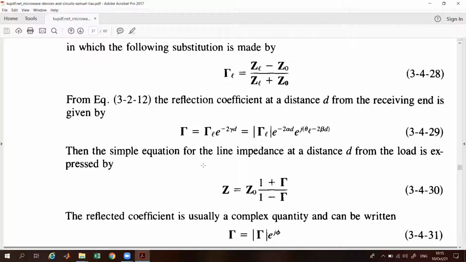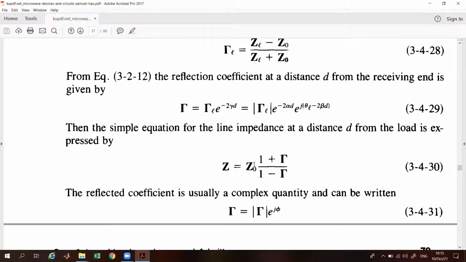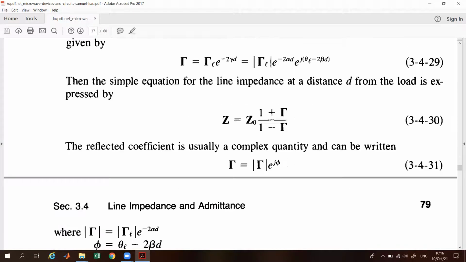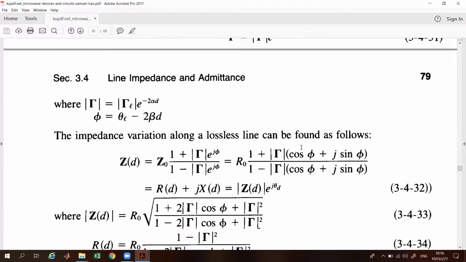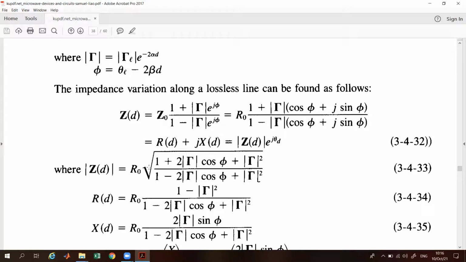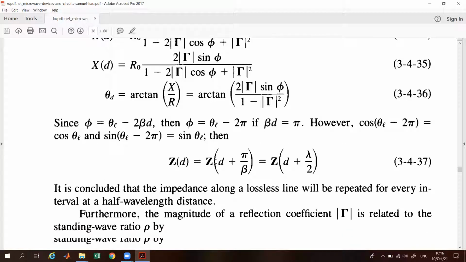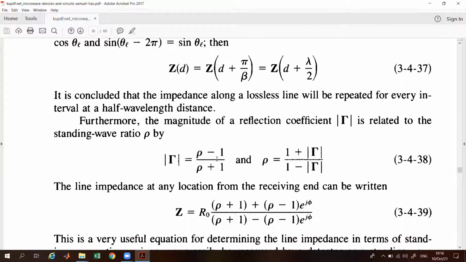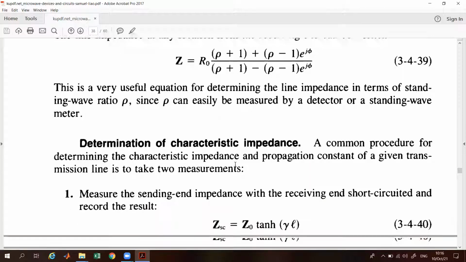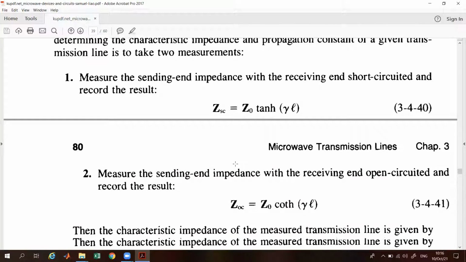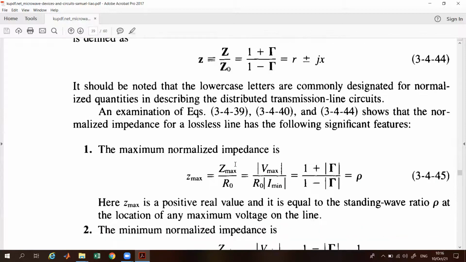Or you can say the simple equation for the line impedance at a distance d from the load is expressed by this. Z will be equal to Z naught times 1 plus reflection coefficient divided by 1 minus reflection coefficient. You don't have to remember this part. We already did this part already. Okay. And these are basically, if you want to go further in detail of how to find the maximum normalized impedance.